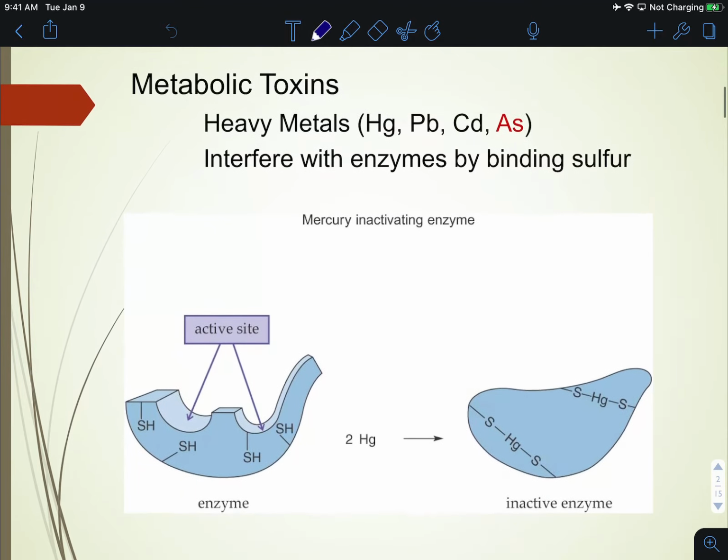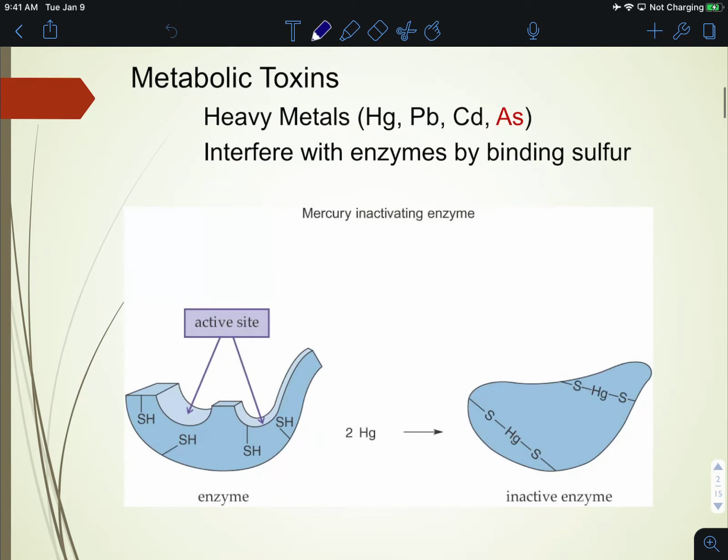This is the slide that you might have seen on metabolic toxins. I want to describe for you what the word heavy metals means. People use that very loosely. If you look at this list, I've highlighted arsenic in red. Arsenic is not even a metal. If you look at your periodic table, it's a metalloid. But these are called heavy metals. So it's a general term that means metals and metalloids that are toxic.